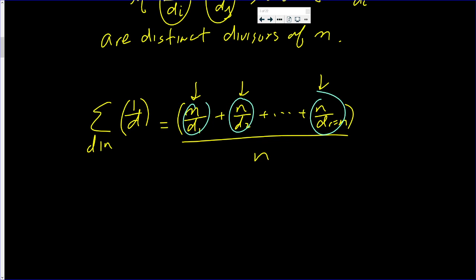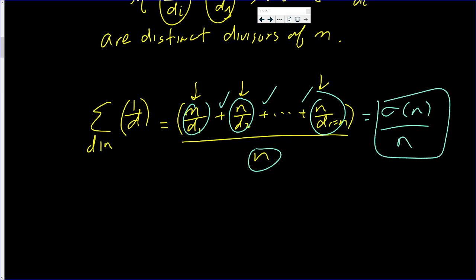Wait a minute. We're adding them up. Ah, that's sigma of n. Oh, okay. We're dividing by n. There's the proof. Done.